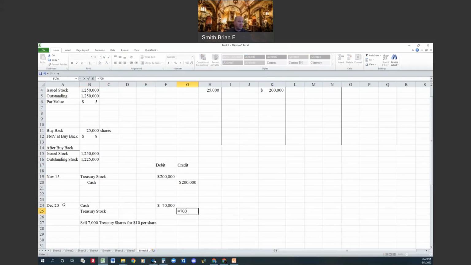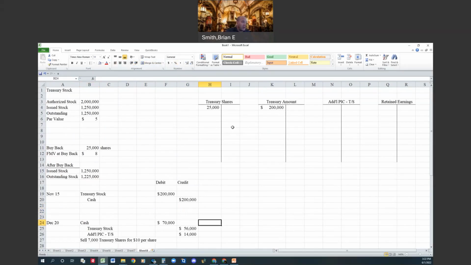In this case, it was 7,000 shares, but we're doing it by how much we paid for it, and that was the $8. The remaining amount is going to be the additional paid in capital for the treasury shares. And we're just going to do this minus our treasury stock. Now we can do that again. We can calculate that. I've showed you that way in several other videos, so I'm not going to do that. So let's go ahead and update this.